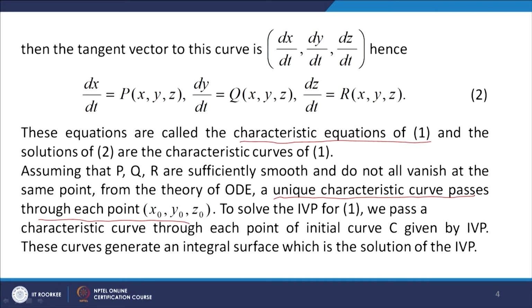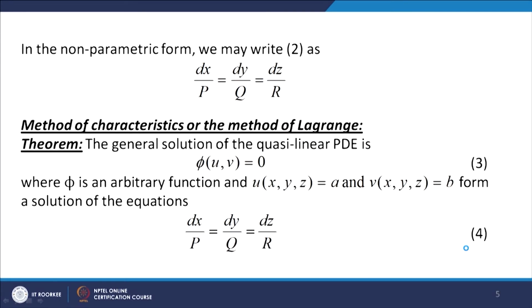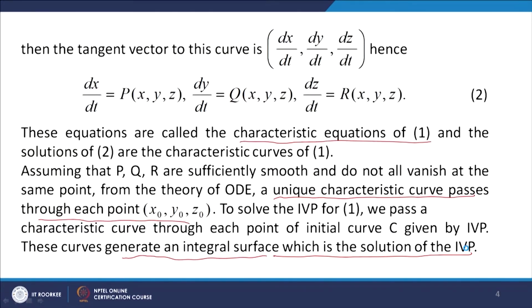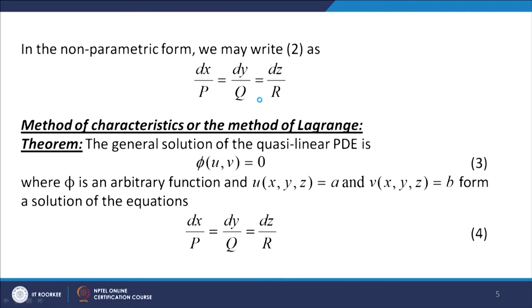In the initial value problem, you will be given an initial curve at t equal to 0. So, to solve the initial value problem, we will have to pass the characteristic curve through each point of the curve C. These curves generate an integral surface, which is the solution of the IVP. In the non-parametric form, we can write equation 2 as dx by p equal to dy by q equal to dz by r.